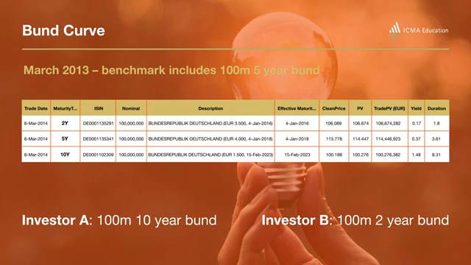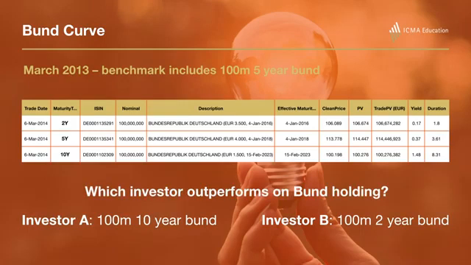So we ask the question, which investor outperforms on the Bund holding? Many people will say, well, because we're expecting rates to rise, and indeed they do rise, it's investor B who bought the 2-year Bund, because rates were rising, as we see here on the right.